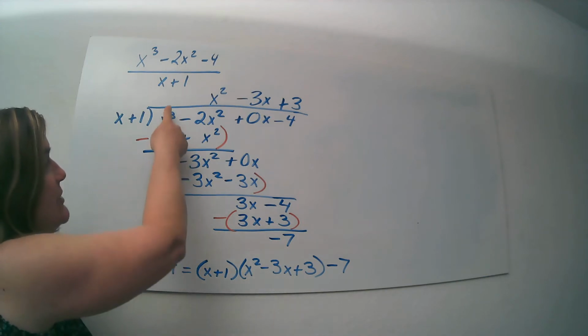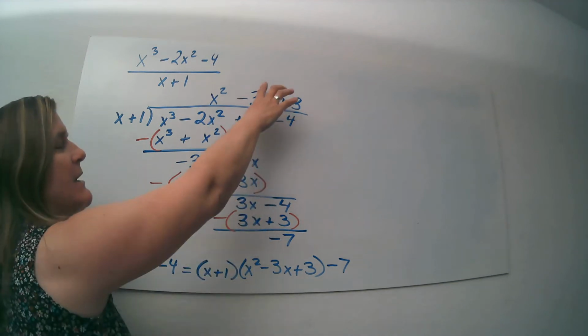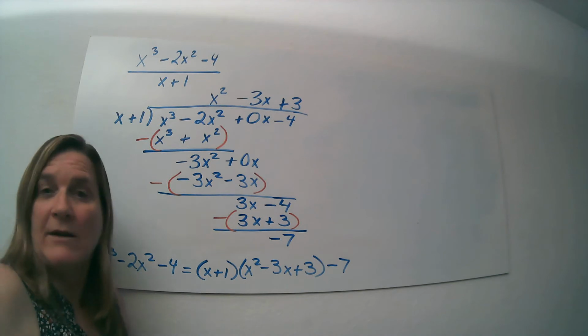Also, we have an x cubed column, we have an x squared column. We've written x squared a lot of times. We've written x a bunch of times. Synthetic division eliminates a lot of that extra writing.